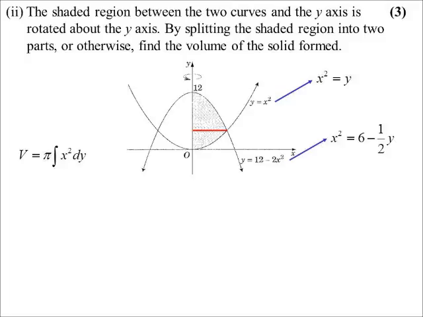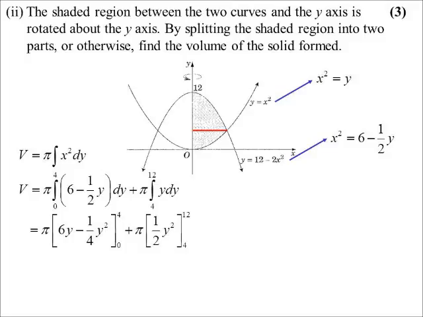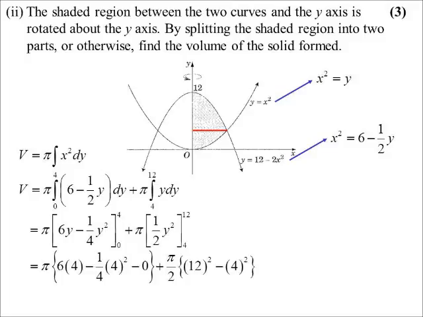My other one becomes x squared is 6 minus a half y. So it will be the addition of the 6 minus a half y and the y. Add them together. Well, integrate them first, of course. Substitute in. Add them together. And we get 84 pi units cubed.